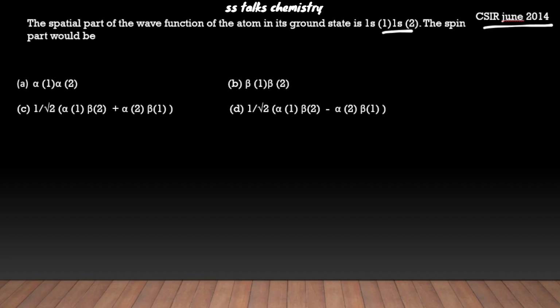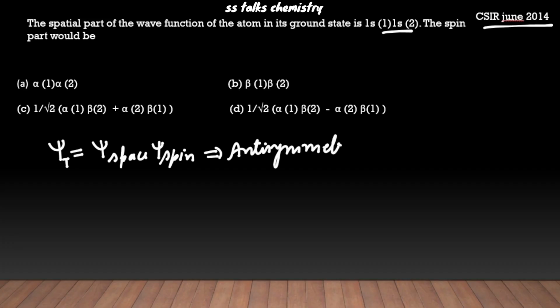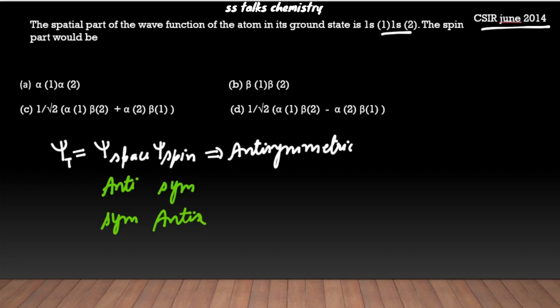So the overall wave function that you have consists of two parts. The total wave function consists of its space part and its spin part, right? We want that the total wave function should be anti-symmetric in nature. That means if the spin part is symmetric, the space part should be anti-symmetric, right? If the space part is symmetric, then the spin part should be anti-symmetric. Only then will we get the overall wave function to be anti-symmetric, right?